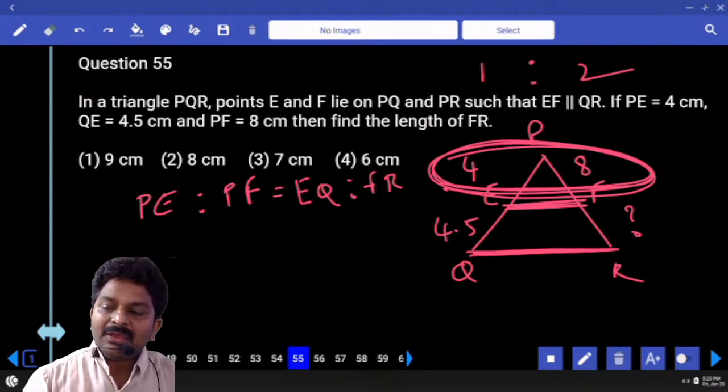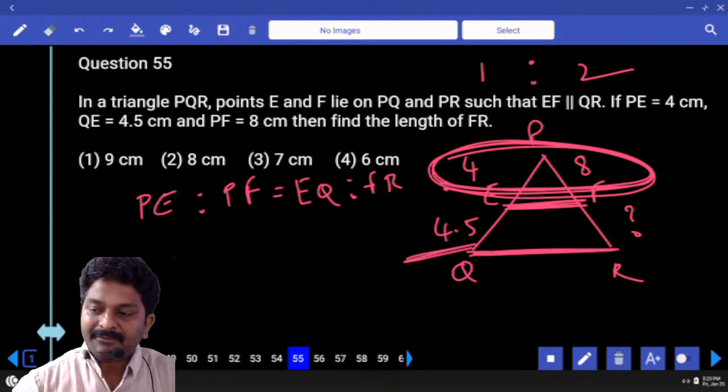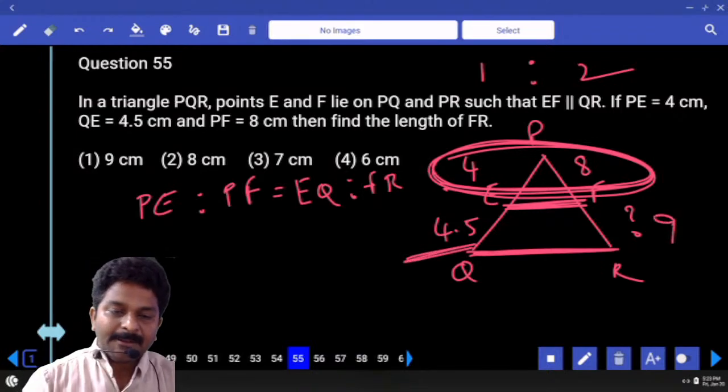1:2, and EQ and FR also must be in the same ratio. When you have EQ as 4.5, FR becomes 9. First option.